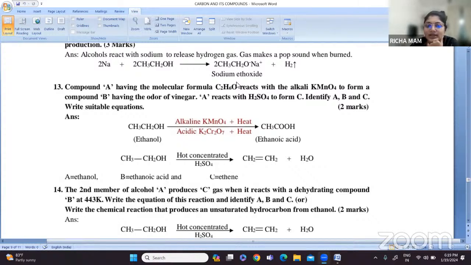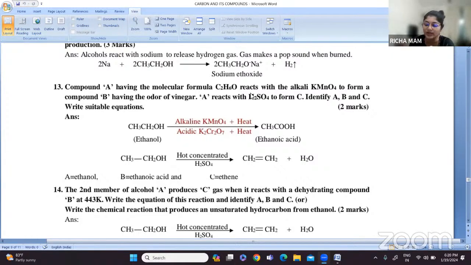So A reacts with sulfuric acid to form C. You have to write the reactions and identify what is A, what is B, and what is C. This particular question is for 2 marks. So you have to write the suitable equations.